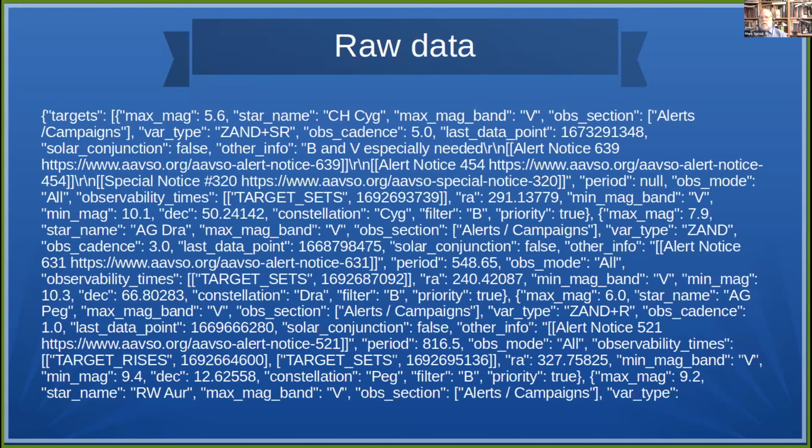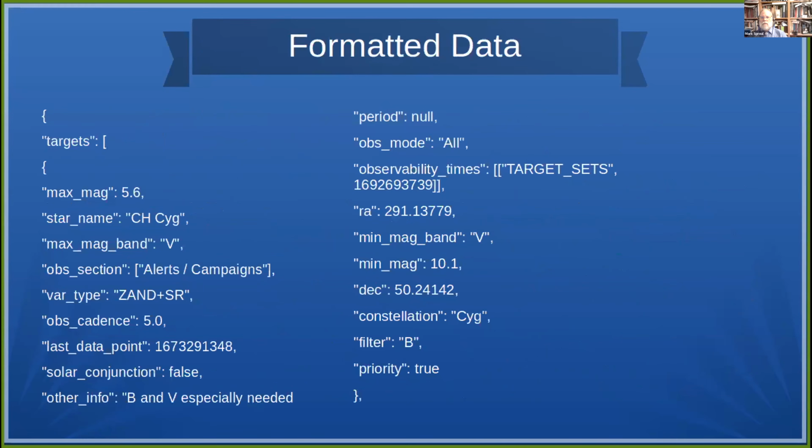The one thing I wish AAVSO would do is add carriage returns and line feeds to this. Unfortunately, many people that write JSON generators don't bother with that. So I've written a program that goes through here and puts the carriage returns and line feeds where they belong. And this screen then ends up looking like this. And gee, that is very easy to read.